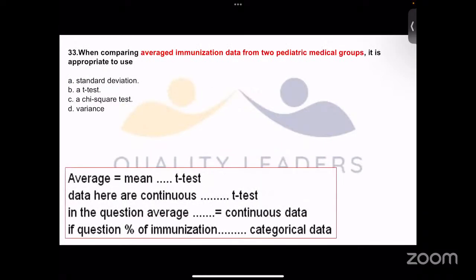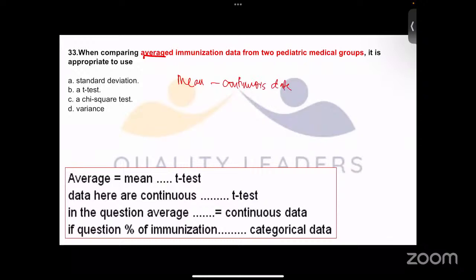Number 33, when comparing average immunization data from two pediatric medical groups, it is appropriate to use A, standard deviation, B, a t-test, C, a chi-square test, and D, variance. So average means what? It refers to the mean. Okay? So mean is continuous data.